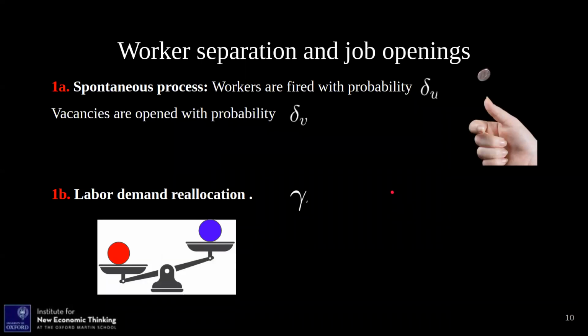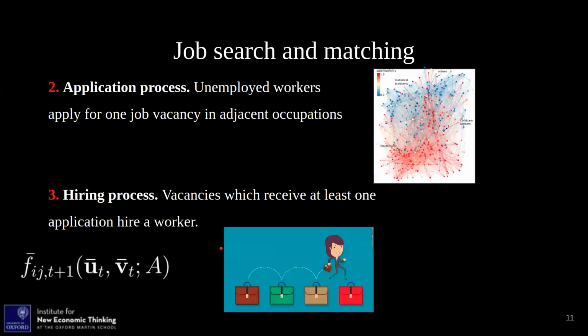So how do these workers get separated and how do job openings happen? Well, we think there are two processes. One is spontaneous. There's always a certain probability a worker might be fired or separated. And likewise, there's always a probability a vacancy might be opened. But we also think there's some labor reallocation happening because of automation. So occupations that are red, so they're likely to be automated, are more likely to fire workers. And occupations that are blue, so unlikely to be automated, open vacancies more often.